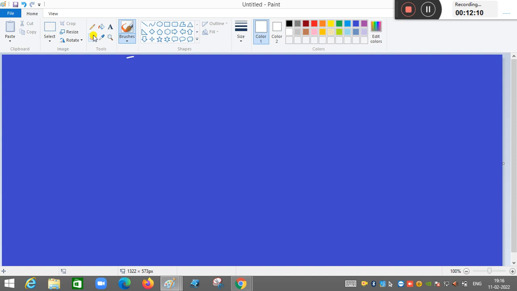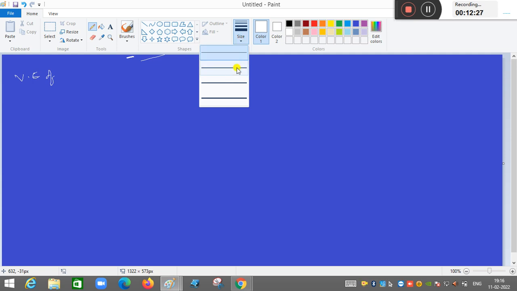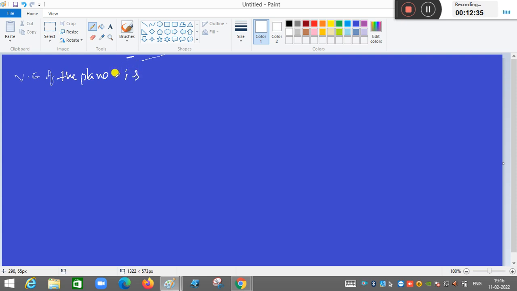See normal form. So the vector equation of the plane in normal form is R bar dot n cap equal to D. R bar dot n cap equal to D. So this is normal form. N cap is there.